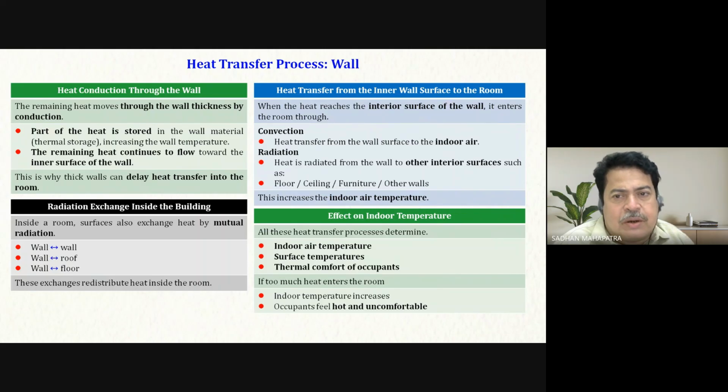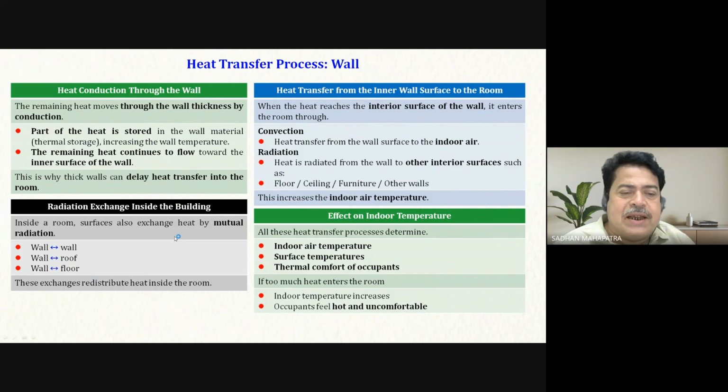Then there is heat transfer from the inner wall surface to the room. When the heat reaches the interior surface of the wall, it enters the room through convection, heat transfer from the wall surface to the indoor air, or through radiation. Heat is radiated from the wall to other interior surfaces, such as floors, ceiling, furniture, or other walls. And this increases the indoor air temperature.